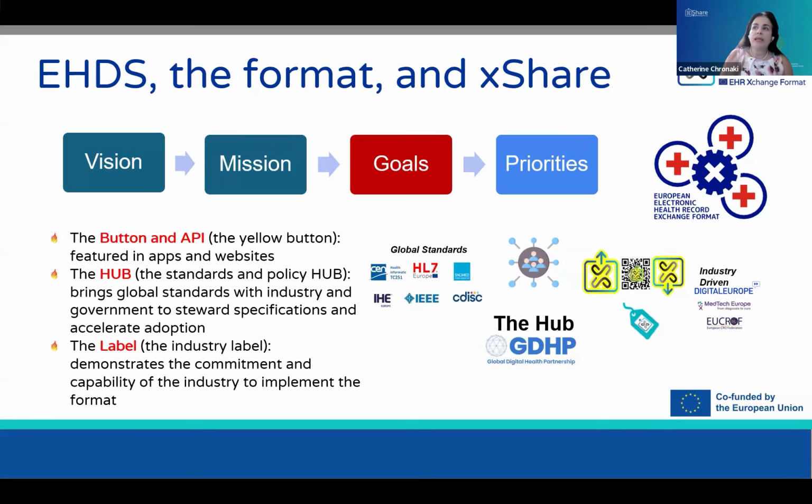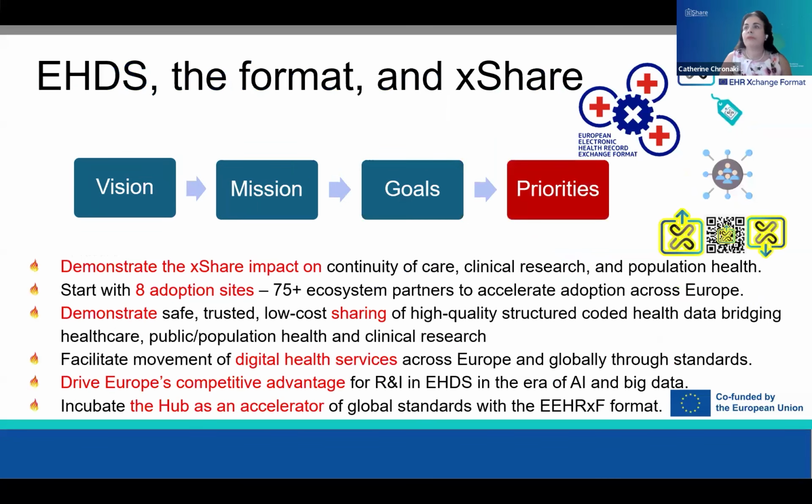Our initiative, EEHRxF, comprises standards organizations, 6 of them as you see in the slide, the hub, governments, but also the industry: Digital Europe, MedTech Europe, EUCROF, so that we can make the yellow button a reality and the data that we have be of high quality and precision. But we do have also some concrete priorities.